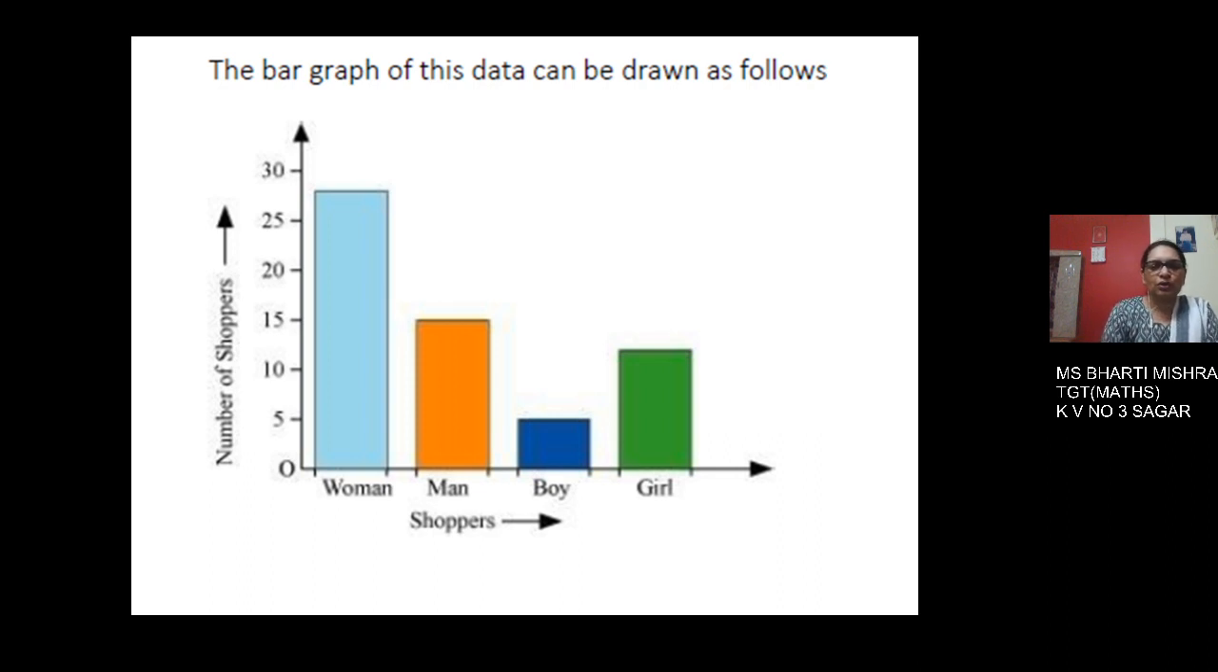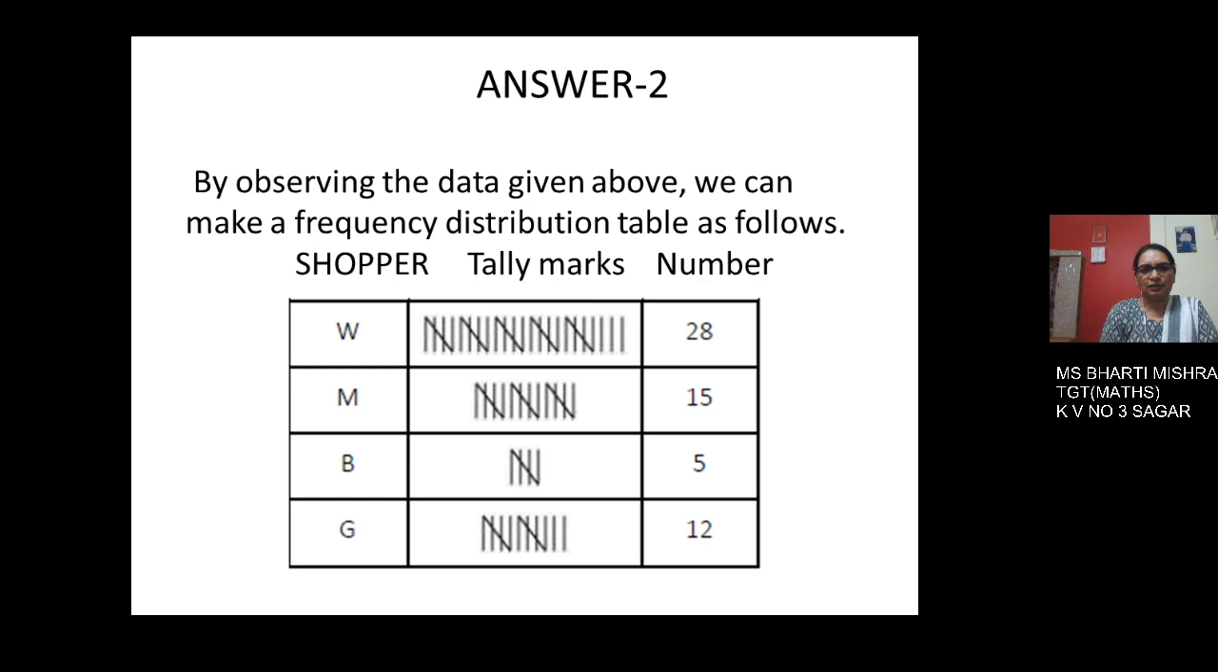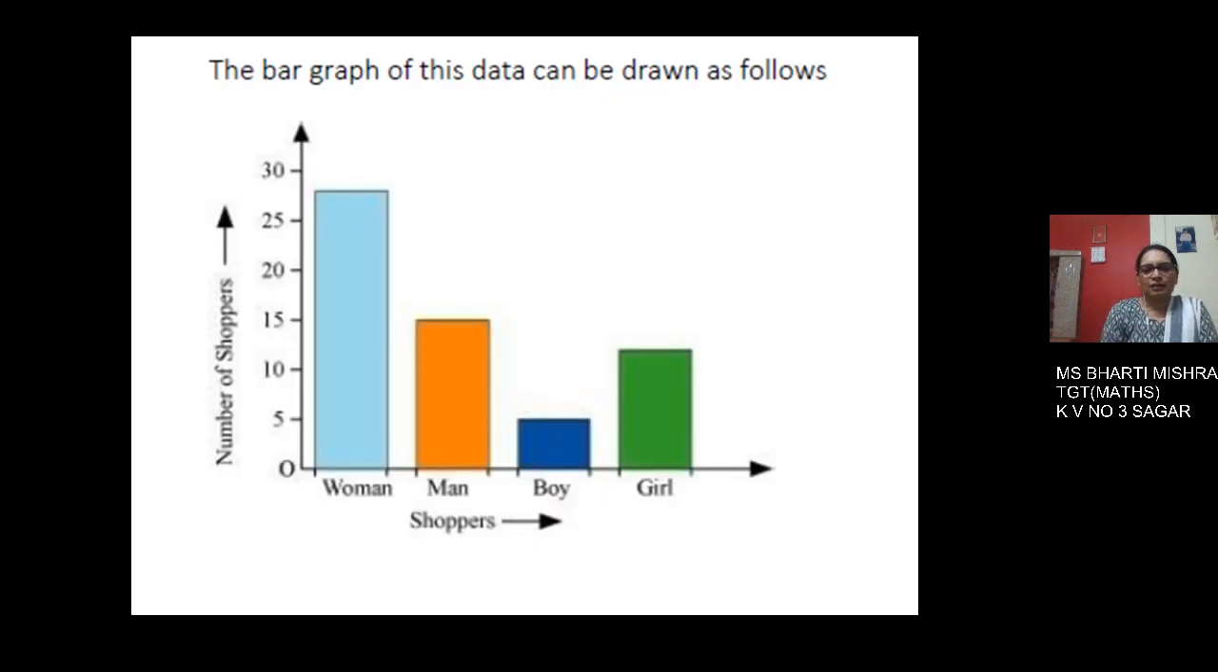before that we have to draw the bar graph. So here, on the basis of the observation table given, we have 4 options, that is women, men, boys and girls, and the entries are 28, 15, 5 and 12. Now we will do this on graph paper. Deciding the scale is up to you, on the basis of the size of the graph paper you are going to use. So in the vertical line you have the number of shoppers, and in the horizontal line you have the names of the persons, that is woman, men, boy and girl.